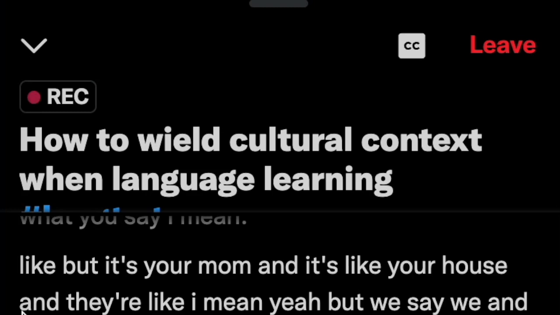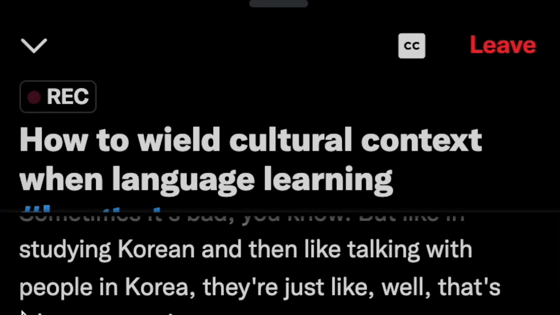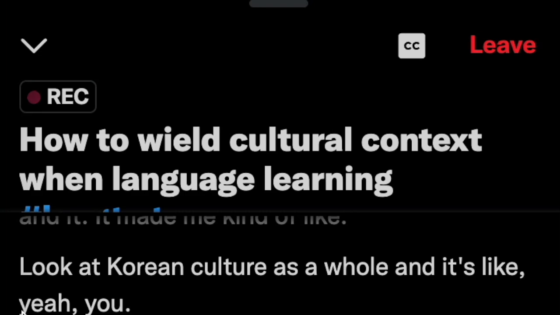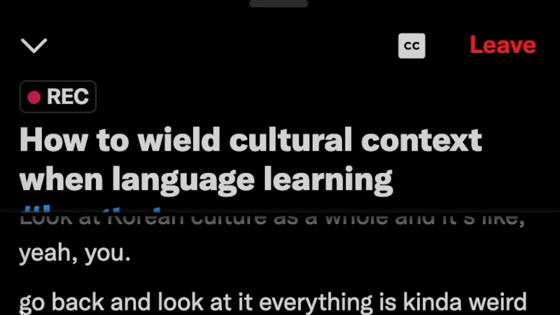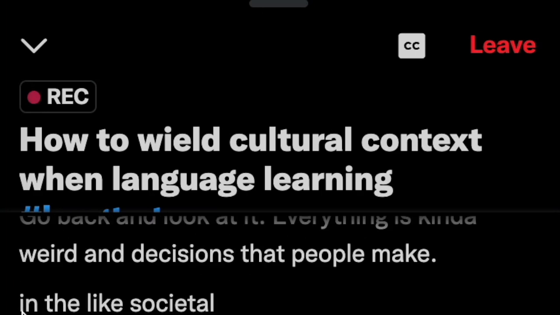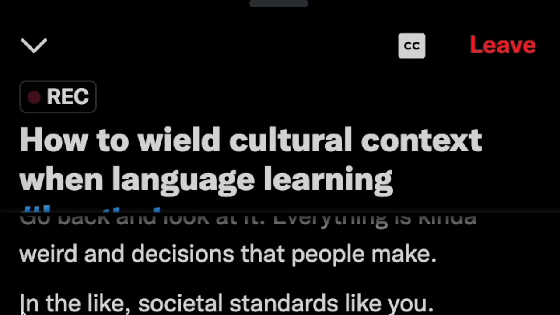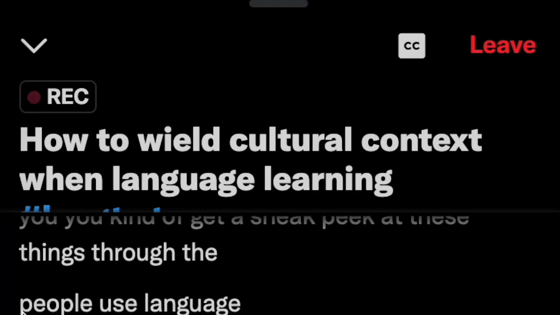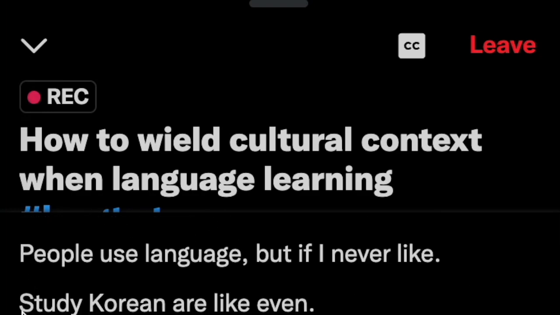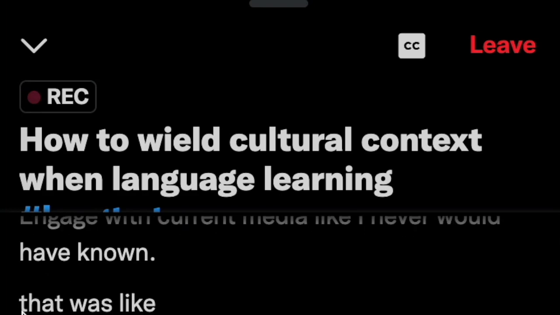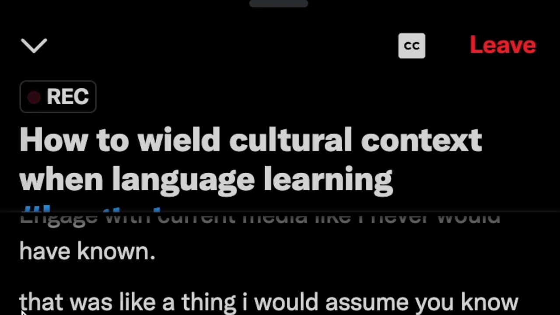And it made me look at Korean culture as a whole, and when you step back and look at it, everything is kind of we, and the decisions that people make, and the societal standards. You kind of get a sneak peek at these things through the way people use language. But if I never studied Korean or even engaged with Korean media, I never would have known that was a thing. I would assume everybody around the world is just self-centered as we are.